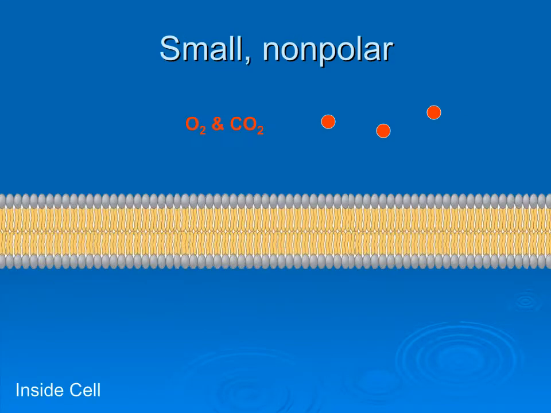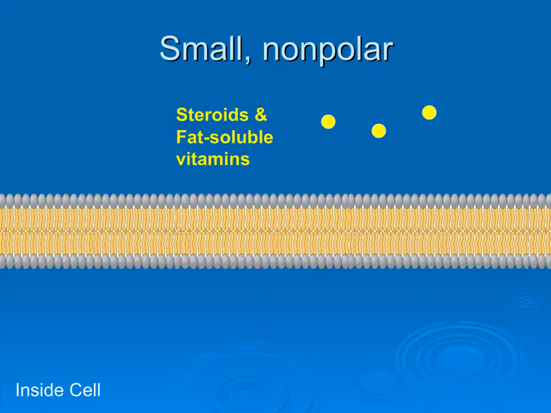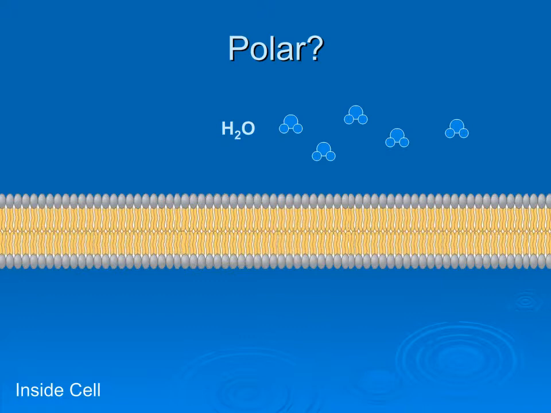So extremely small and nonpolar molecules like oxygen and carbon dioxide diffuse very rapidly across the plasma membrane. More complex but still small and nonpolar steroids and fat-soluble vitamins rapidly diffuse across the plasma membrane. But what about water? It's definitely small, but it is polar. So while it does diffuse across the plasma membrane, it diffuses at a relatively slow rate.